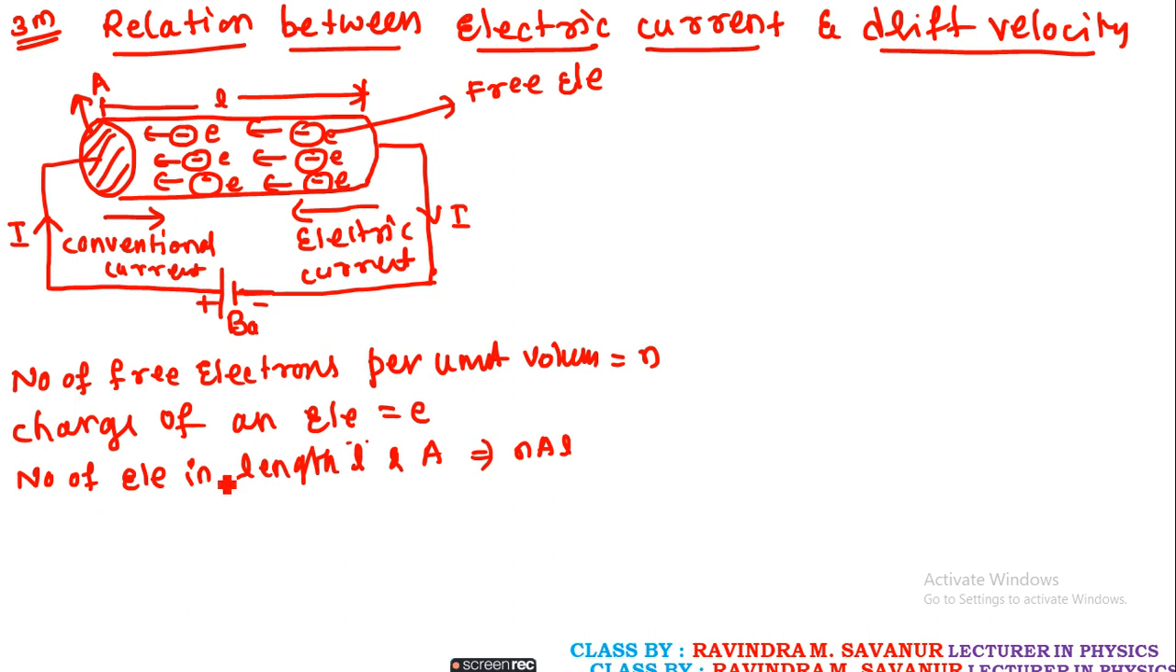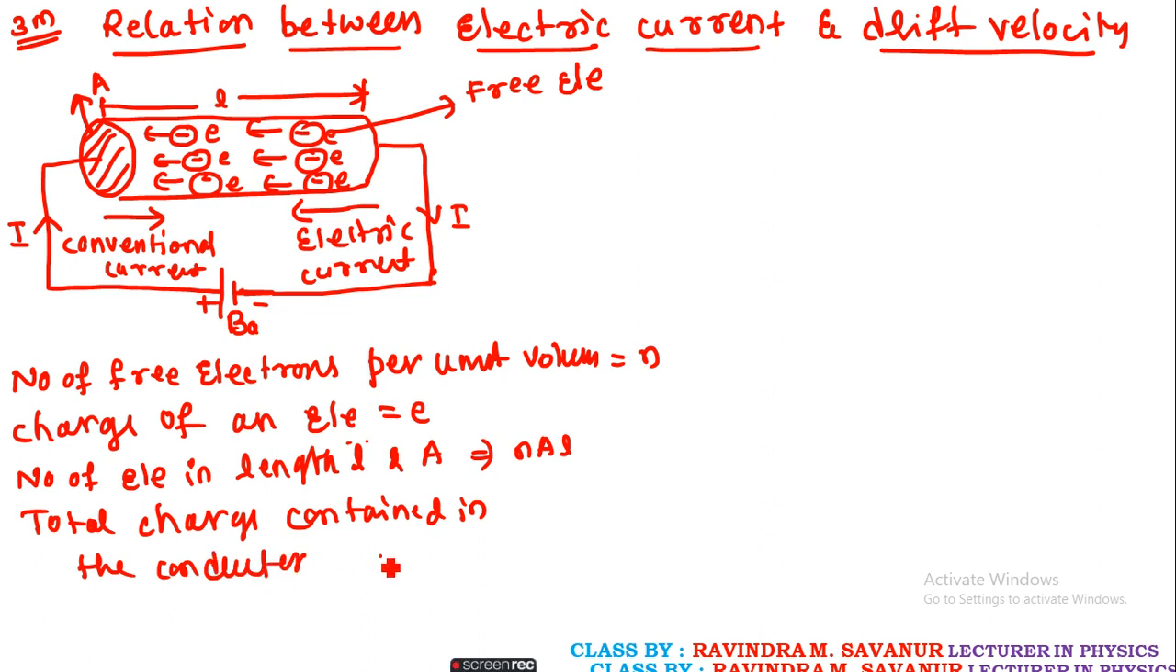Hence, now totaling all these free electrons per unit length and area, all together, we can write the total charge contained in the conductor is given by Q equals to nEA into L.